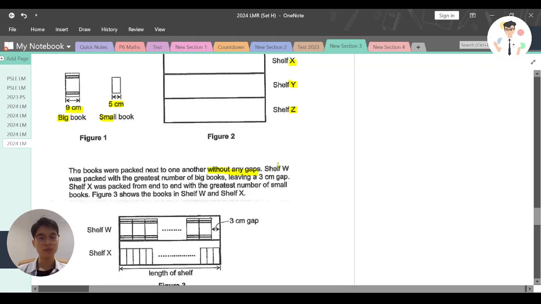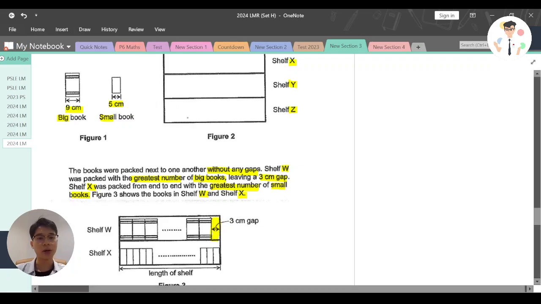Without any gaps. Now, shelf W was packed with the greatest number of big books, leaving a 3 cm gap. So it means that I packed all the big books nicely, but unfortunately, I have a small 3 cm gap here. Shelf X was packed from end to end with the greatest number of small books. And interestingly, I do not have any gaps here. Figure 3 shows the books in shelf W and X. Now, what I'm discussing here is only W and X, nothing involving Y and Z.